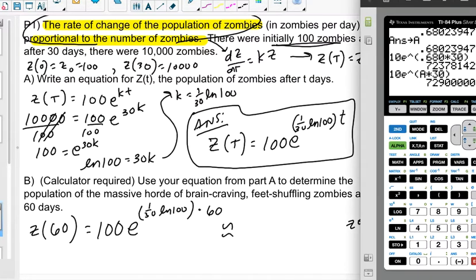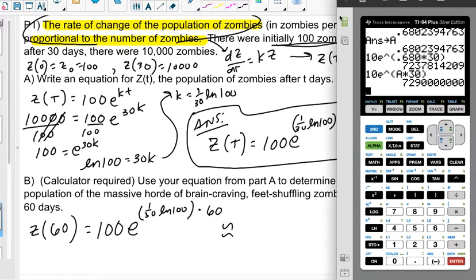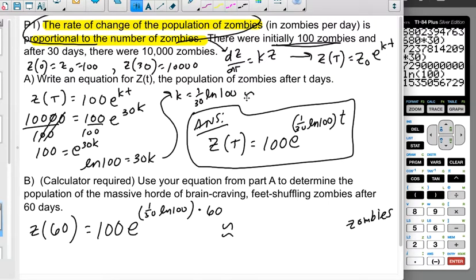Don't fall victim to the trap where you accidentally round to find a different k. So if you want to find k as 1 over 30 times the natural log of 100, that's great. Okay, there's your k. It's okay for you to say that your k is approximately 0.153, but you have to use the full number in all of your calculations when you get down here, okay?